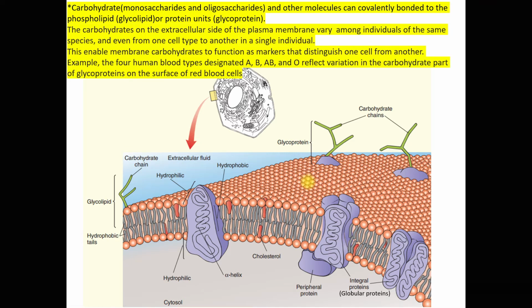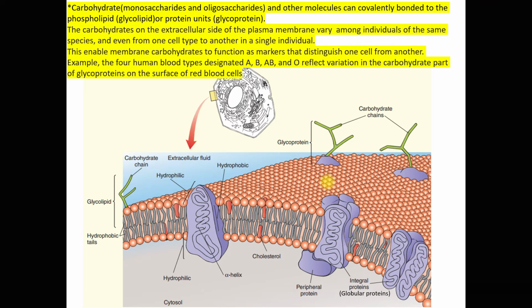Okay, A and B are mixed. For A, the carbohydrate chain is Y-shaped, and B has the more branched form. So a person with AB blood has both the Y-shaped carbohydrate chain and the highly branched one on the surface of the red blood cell. And the presence of this glycoprotein also distinguishes your body cells from other members of the same species.